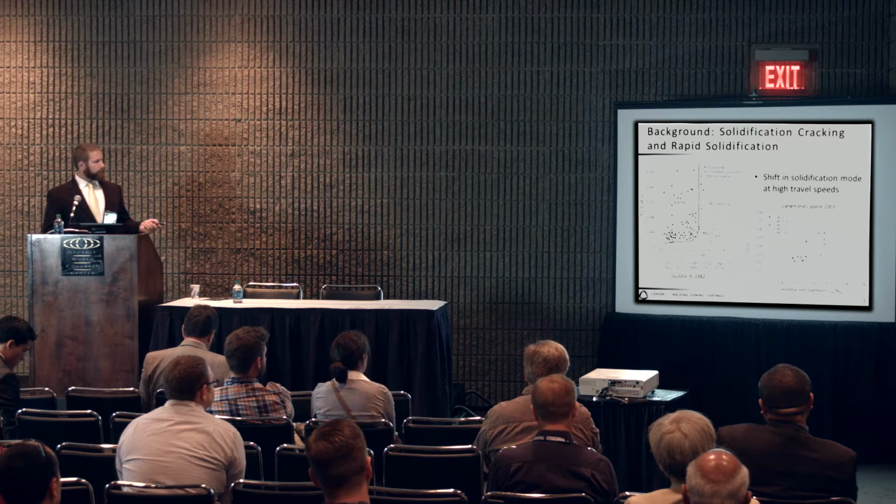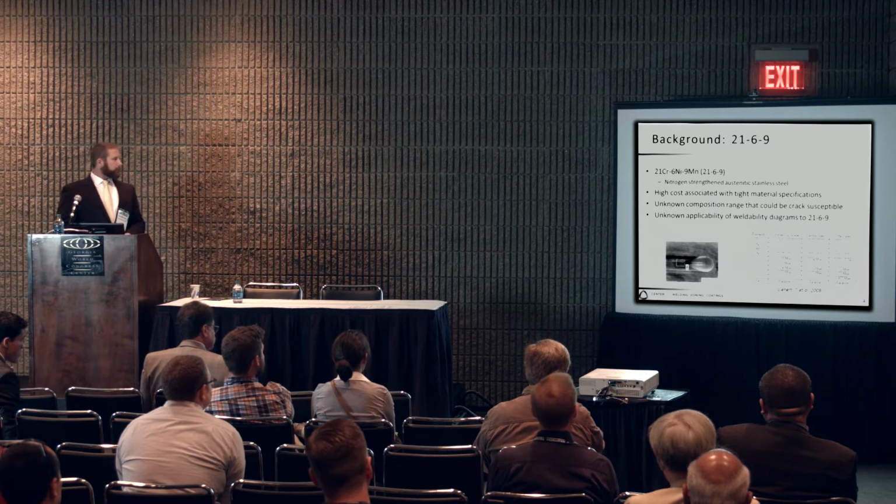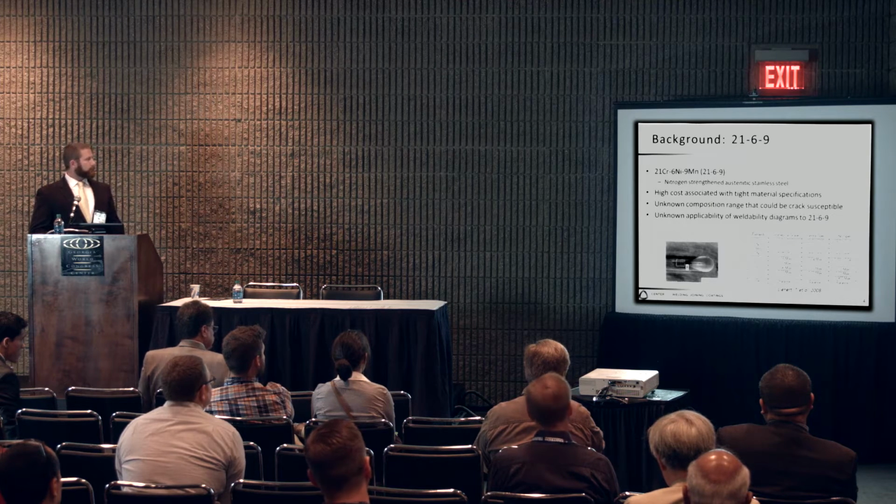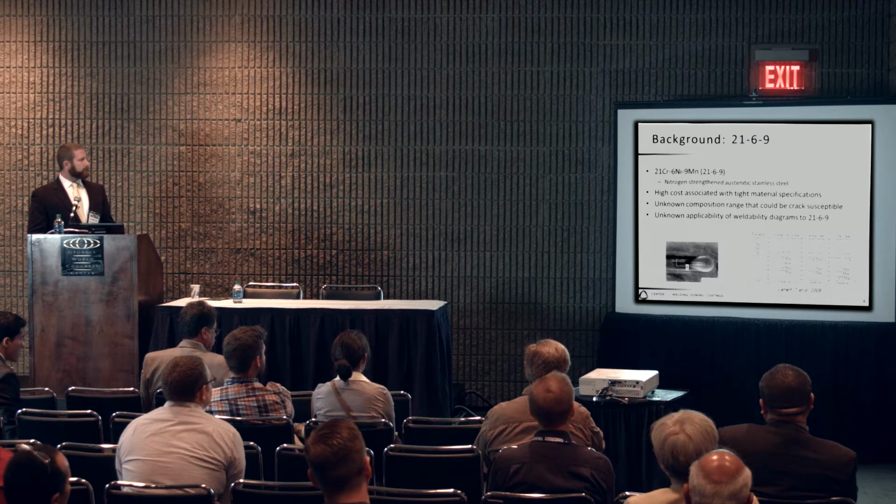And these are both pretty well characterized and well used for 300 series stainless steels, but for some of the specialty stainless steels, we don't really know how well they apply. So the motivation for this work, or the material of interest for this work, is 21 chrome, 6 nickel, 9 manganese, austenitic stainless steel, nitrogen strengthened, nominally about 1/4 weight percent of nitrogen.